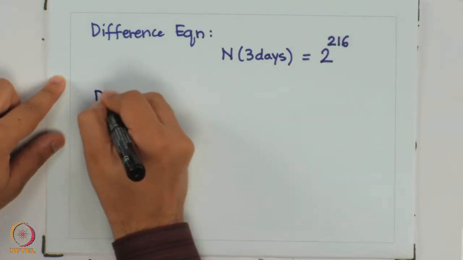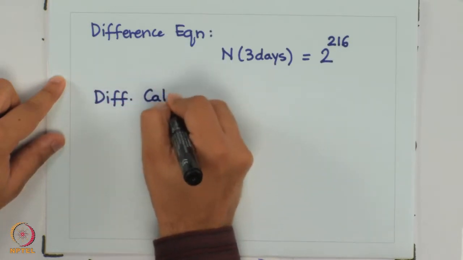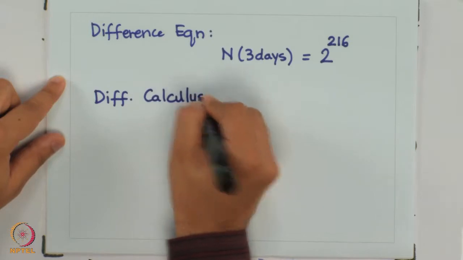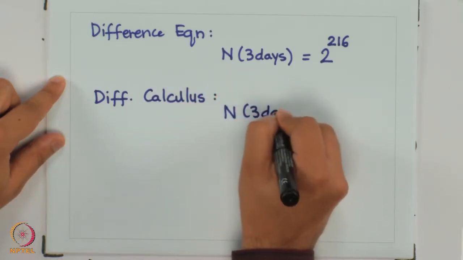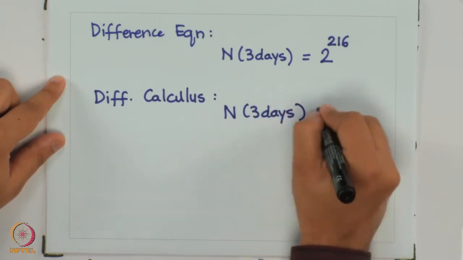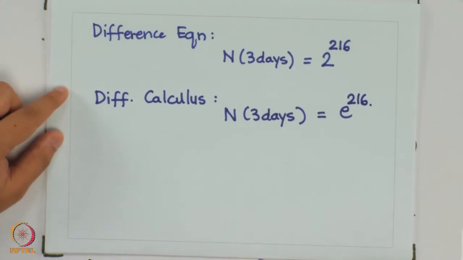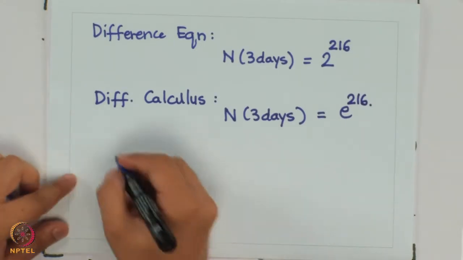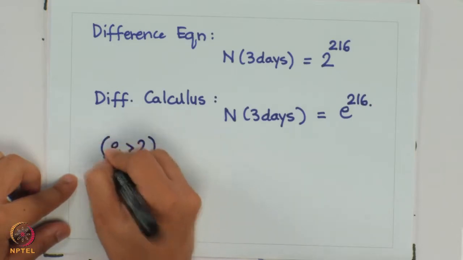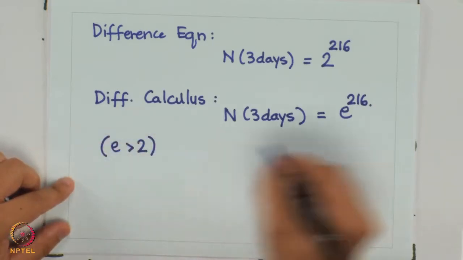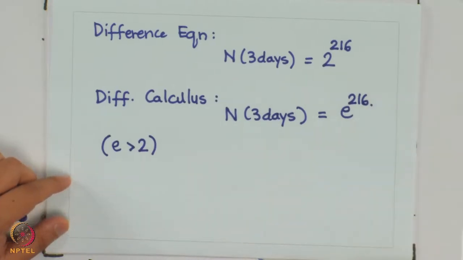In the differential calculus approach, the number of bacteria after 3 days was equal to e to the power 216. Now we know that e is more than 2, its exact value is approximately 2.7. So the differential calculus answer is bigger than the answer that we are getting from the difference equation.